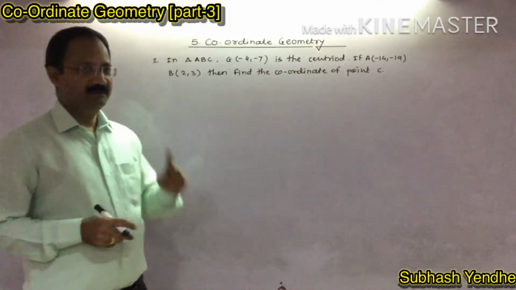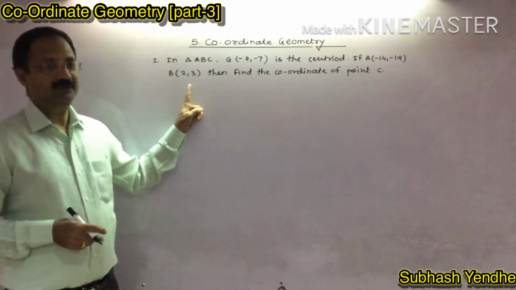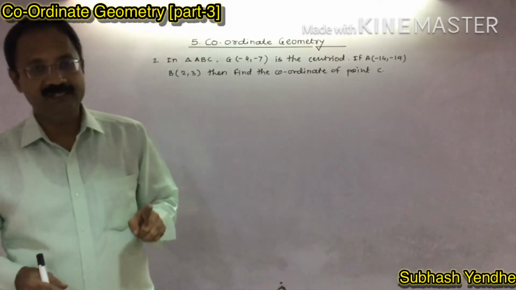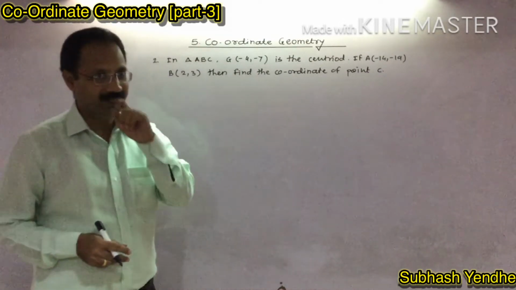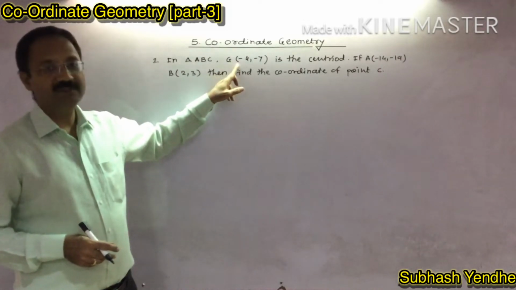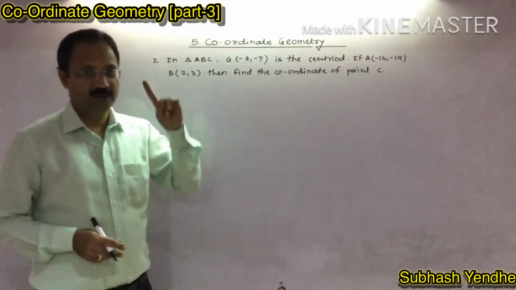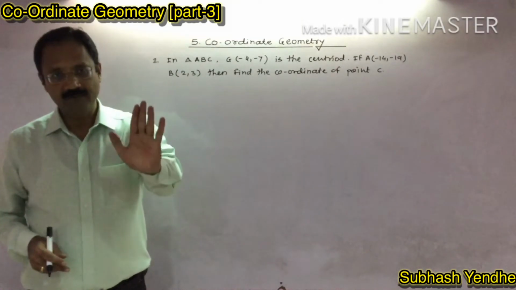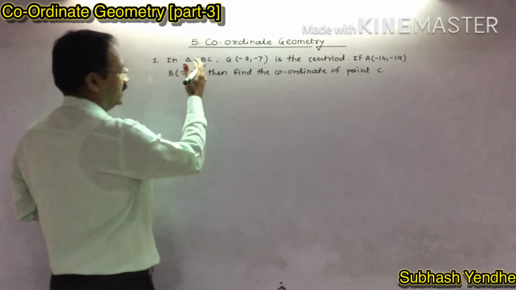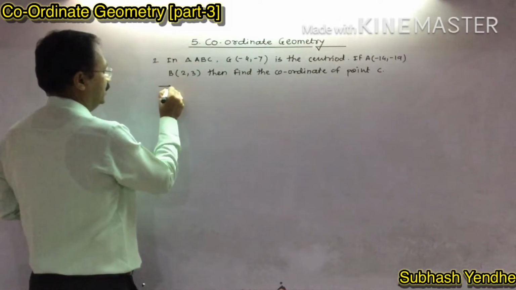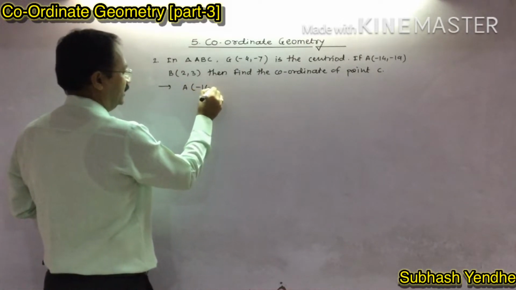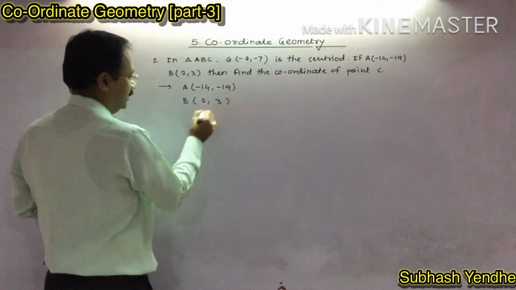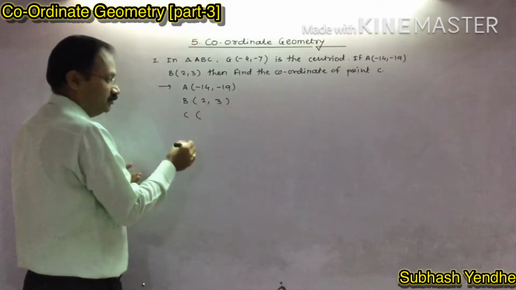Let's see the sum number two, which depends upon the centroid formula. Now, see in this one, in triangle ABC, G is given as a centroid, and here the coordinates of the centroid are given. I told you that coordinates of the centroid are always x and y. So let's start from the vertices. A's coordinates are given -14 and -19. B's coordinates are given 2 and 3. C's coordinates we have to find out.